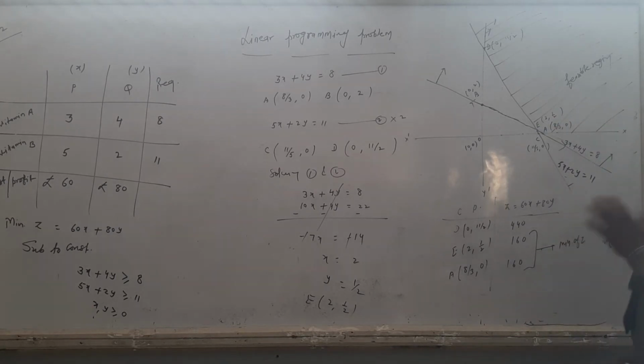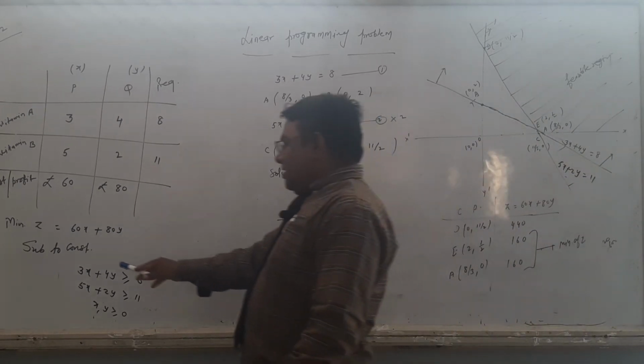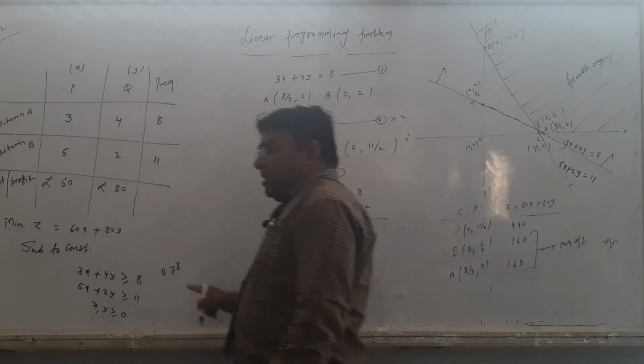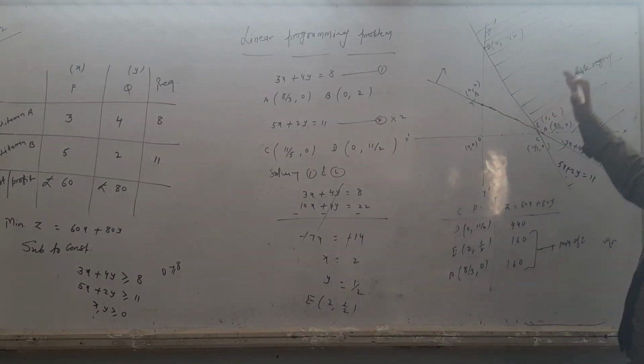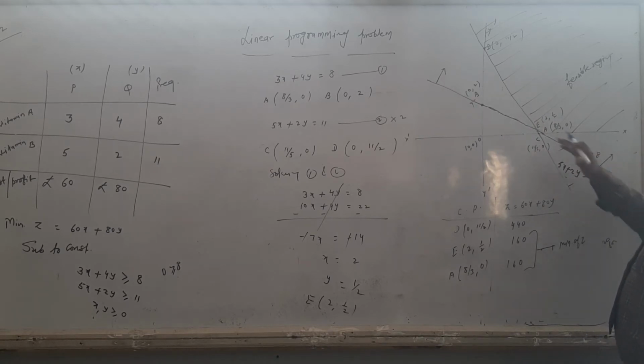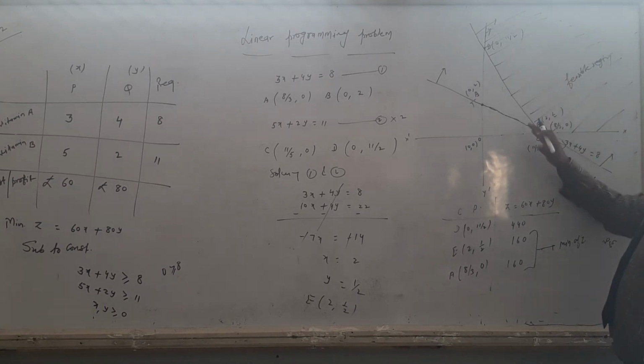But now the shaded region, which side, towards origin or away from origin, depends on (0, 0). Now substitute x is 0, y is 0, that means 0 is greater than or equal to 8. This is false. If true, it would be towards origin. False means away from origin. So the shaded region of this linear equation is away from origin. And for the second linear equation, again 0 is greater than or equal to 11, again false. That means the shaded region is also away from origin.